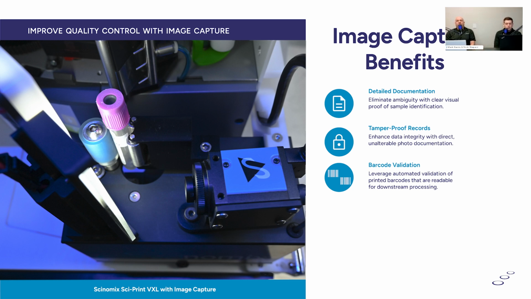And then barcode validation, right? We still have that ability to validate the information that's on there. And that allows for the traceability, the trackability of the tube, because on our run results, it'll tell you in this rack, in this position, is the picture of this label that we applied. So those are the benefits of the image capture module.